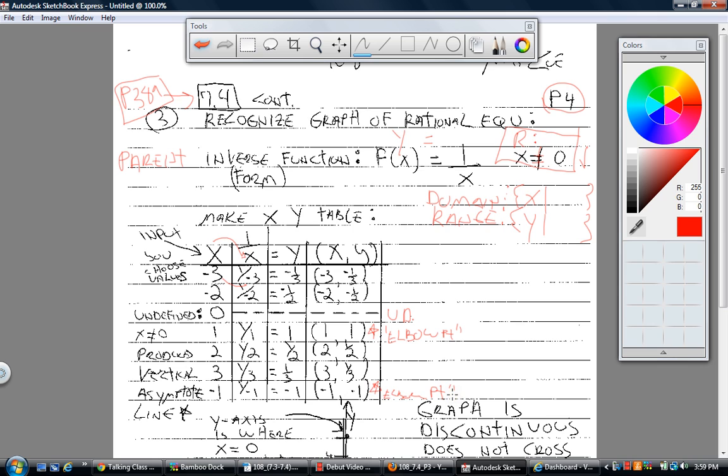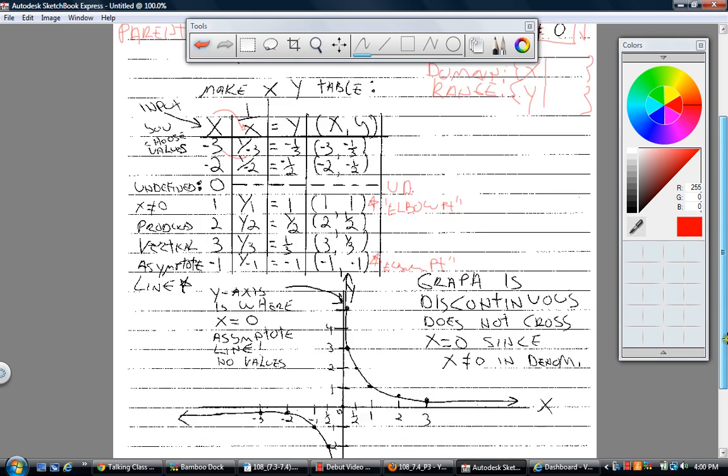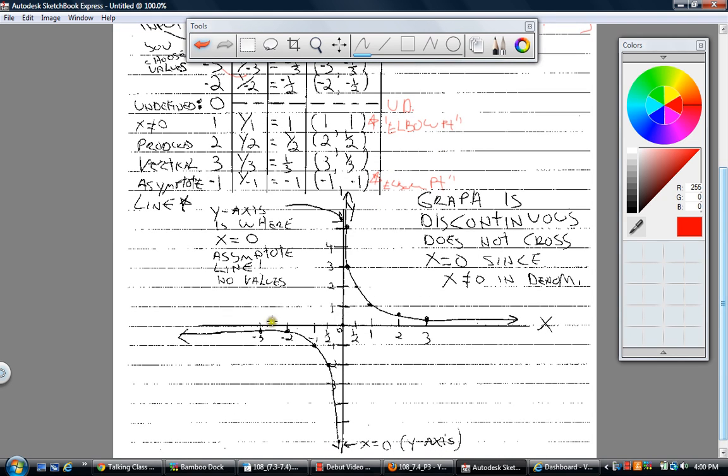Okay, so take those ordered pairs. Let's think about this for a second. X cannot equal 0. So on the x-axis, where's 0 at? Right at the origin. Okay, now it cannot equal this. We're going to give this a phrase. It's called the asymptote line. Be careful how you say that.